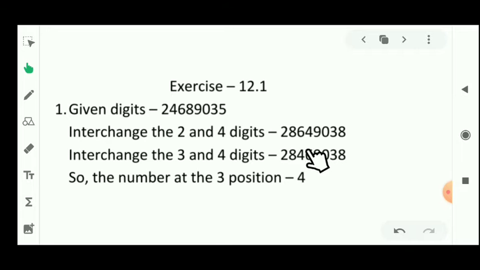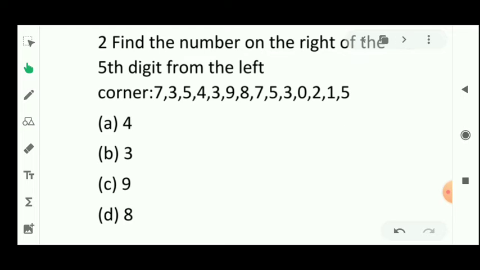Now students, we will interchange the third and fourth digit. So 6 and 4 will be interchanged with each other. That means 4 will be placed in the third place and 6 will be placed in the fourth place. So when we count the third position, first, second and third, the digit 4 will be obtained. So the answer is 4. Let's see the next question.